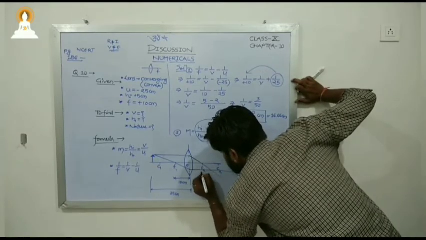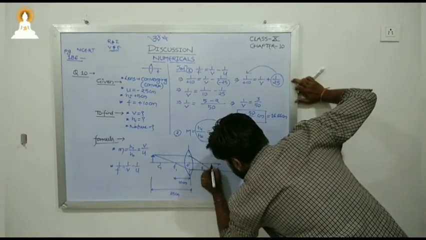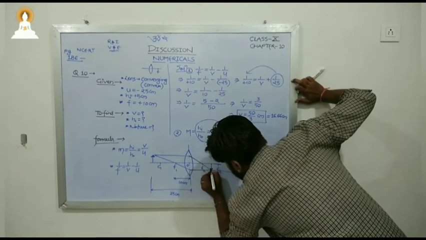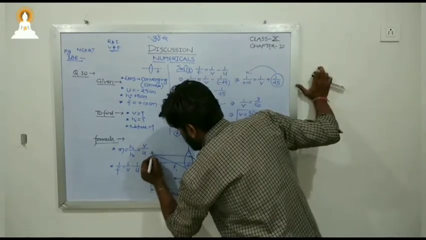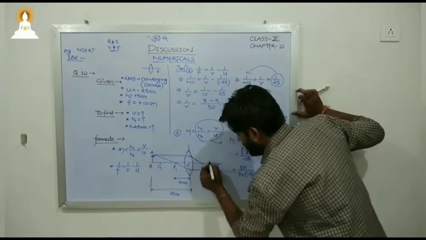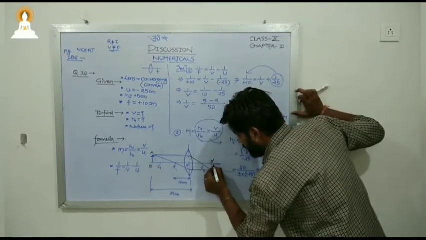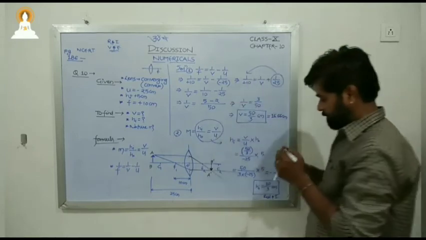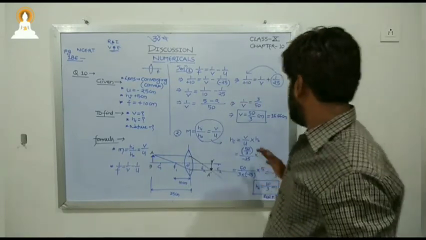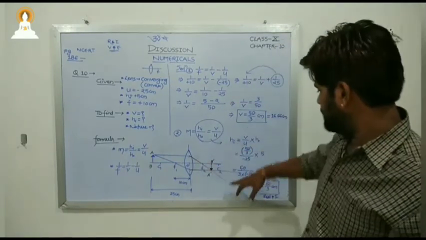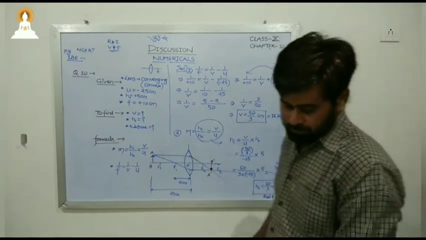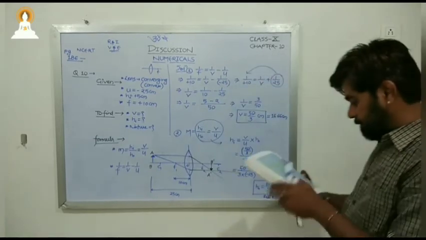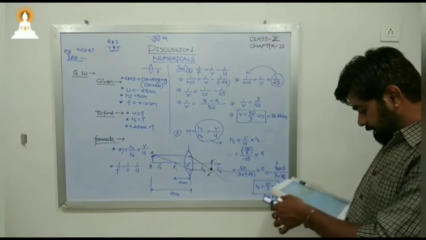Okay, so if this is 10, then this will be what? 15. So our image will be here. Okay, if name is A and B, then image will be B dash A dash. Very simple, no problem at all. Okay, so this is nothing but what? Image is real and inverted. This was question number 10. Very simple. Now question number 11.